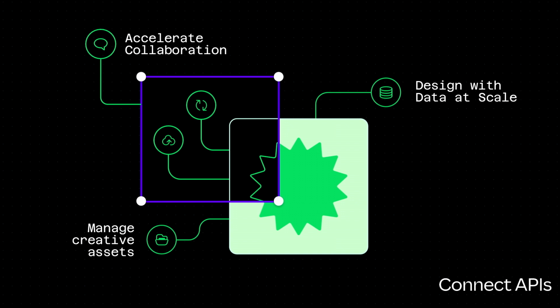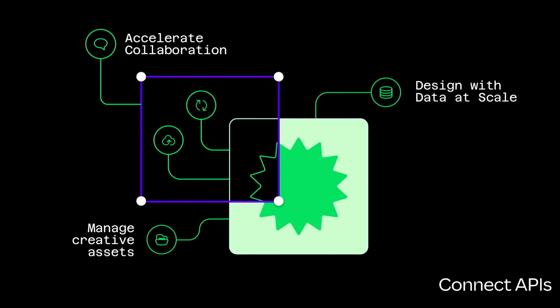All right, so you might be thinking, well, this all sounds really good, but what can I actually build with the Connect APIs? What will the experience look like for my users? So now we're going to run through 3 different types of cross-platform workflows that are enabled by the Connect API. Asset management, design collaboration, and designing at scale with your own data.